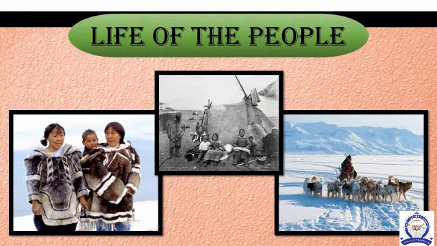Life of the people. The Eskimos are the original inhabitants of Greenland. They came to Greenland from North America about 1000 years ago. Over time, they have adapted themselves to the harsh climate. They are mainly hunters and live by fishing and hunting animals that are found in the region.